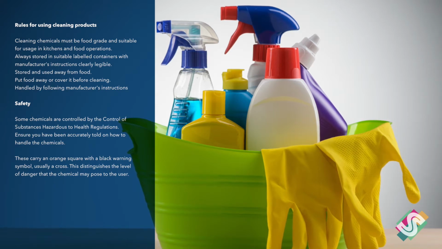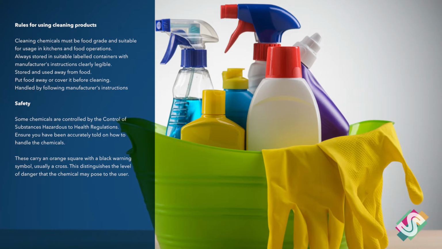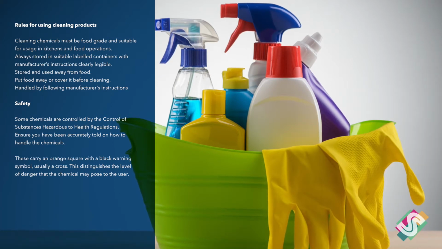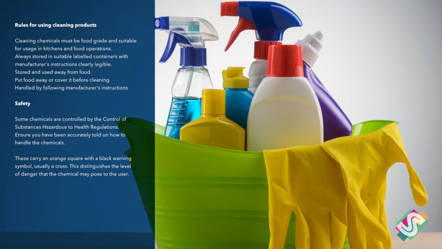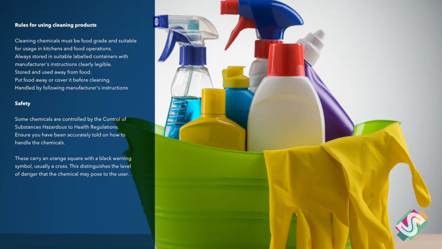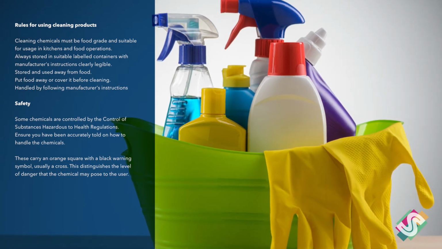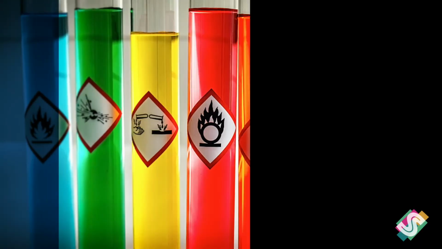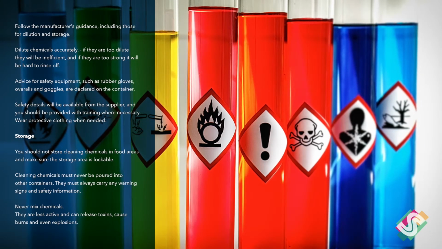Safety. Some chemicals are controlled by the Control of Substances Hazardous to Health regulations. Ensure you have been accurately told how to handle the chemicals. These carry an orange square, with a black warning symbol, usually a cross. This distinguishes the level of danger that the chemical may pose to the user. Follow the manufacturer's guidance, including those for dilution and storage.